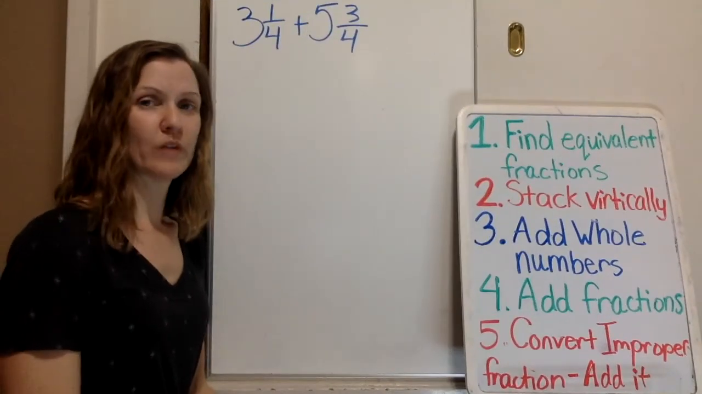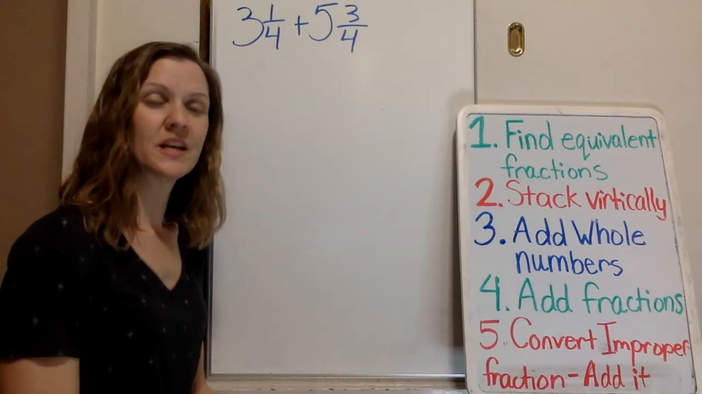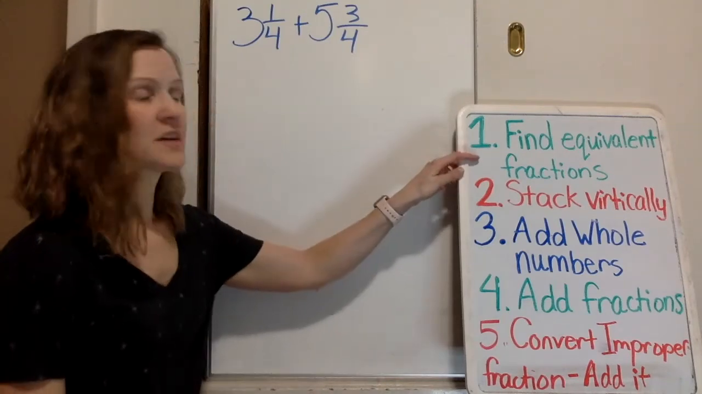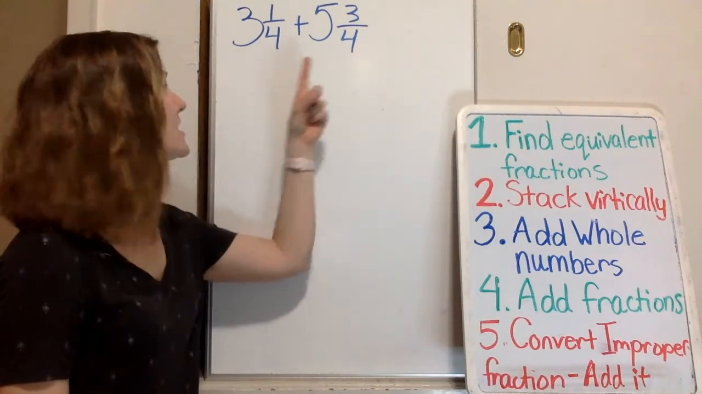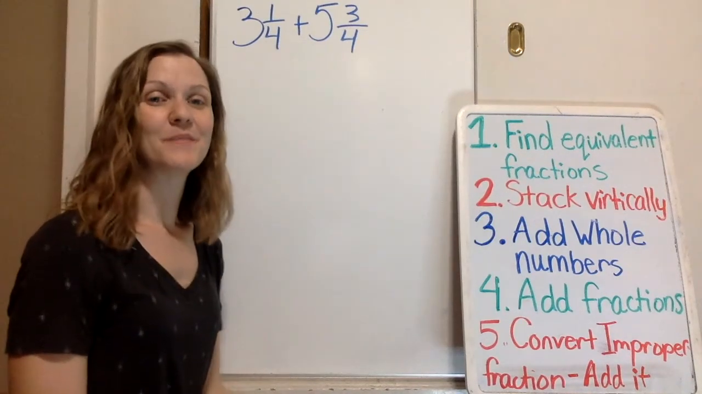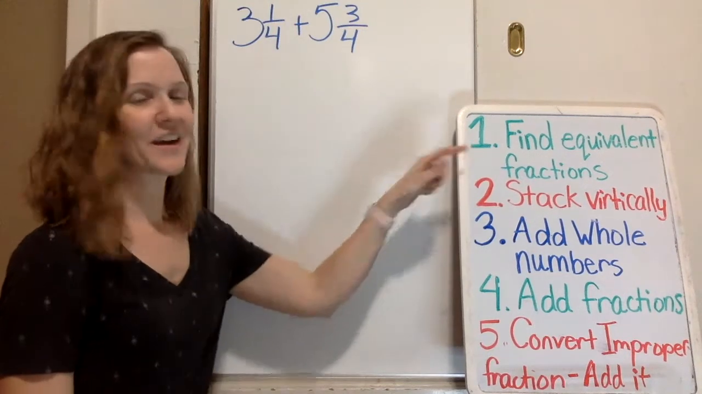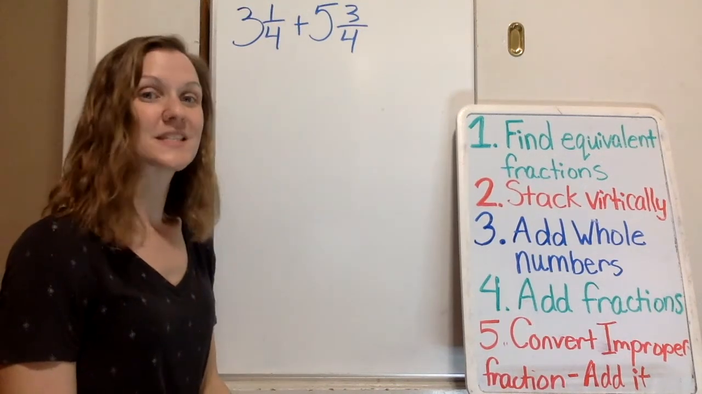Now we have 3 1/4 plus 5 3/4. Let's look at our steps. The first step is to find equivalent fractions. You have to look at those two fractions and ask yourself if you can add them. They do have the same denominator. That gives us permission to skip step number 1.